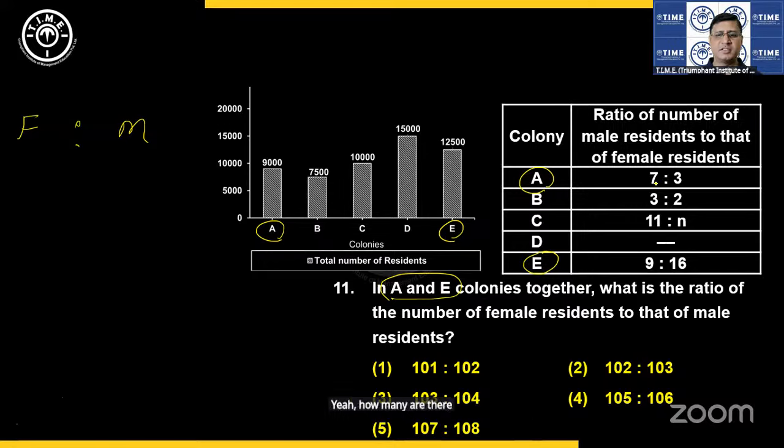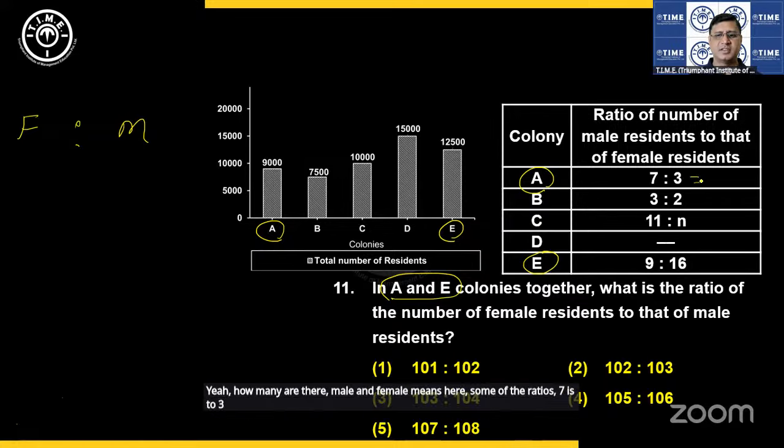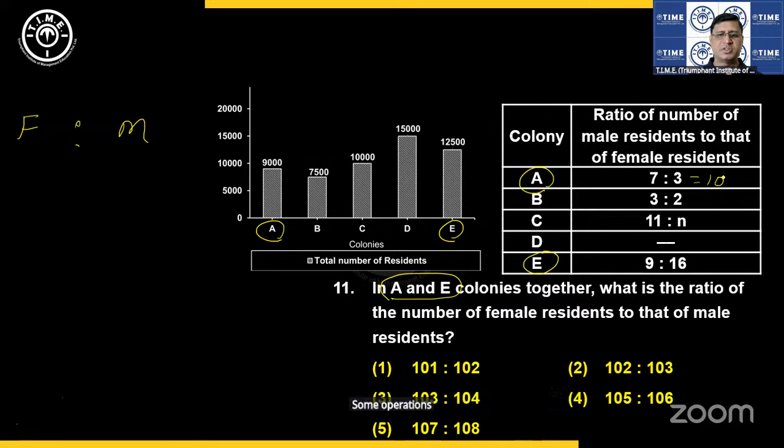A, how many are there? Male and female means here the sum of the ratios. 7:3 means 10 parts. The sum of the ratio is 10 parts, which means 10 goes into 9,000 900 times. 9 into 7 is 6,300. Males are 6,300. Females are 9 into 3, 2,700. That is A. What about E?